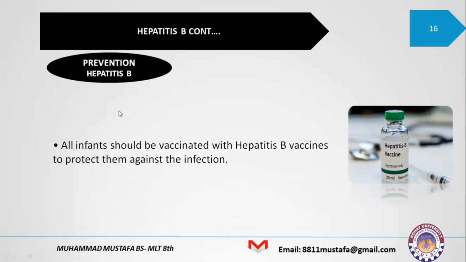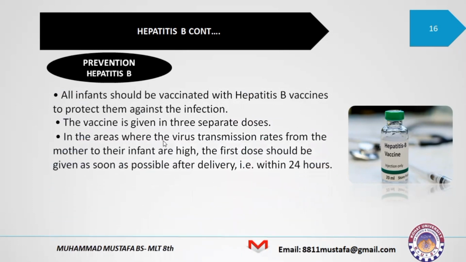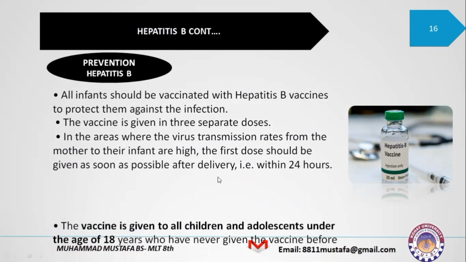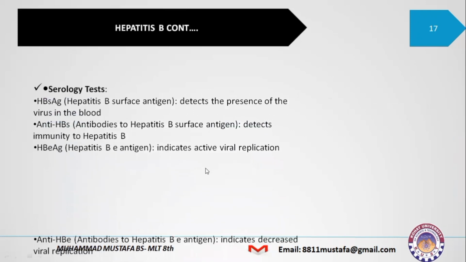Prevention of hepatitis B. All inhabitants should be vaccinated with the hepatitis B vaccine to protect them against the infection. The vaccine is given in three separate doses in areas where virus transmission rates from mother to infant are high. The first dose should be given as soon as possible after delivery, for example within 24 hours. The vaccine is given to all children and adolescents under the age of 18 years who have never received the vaccine before. Lab diagnosis for hepatitis B.